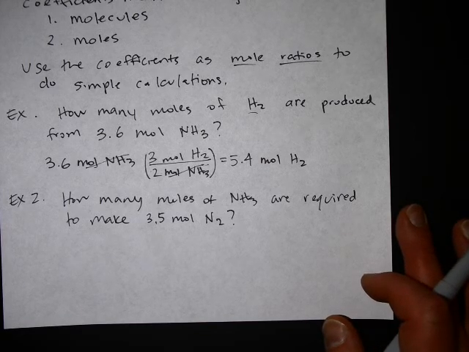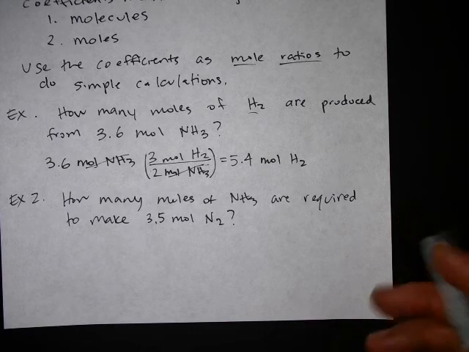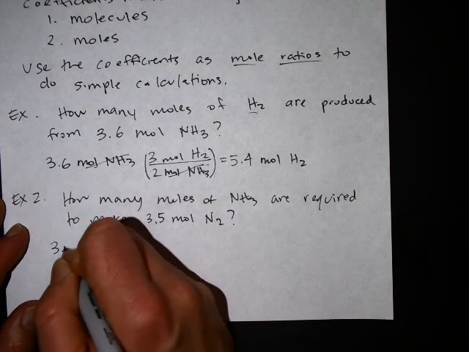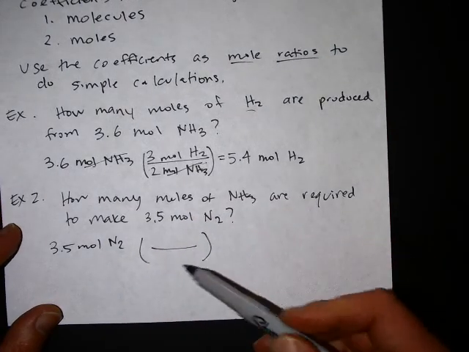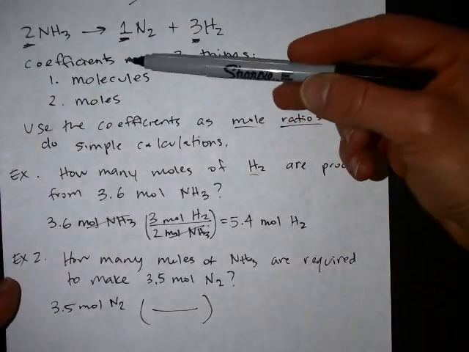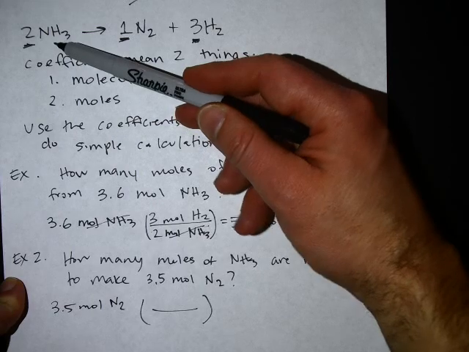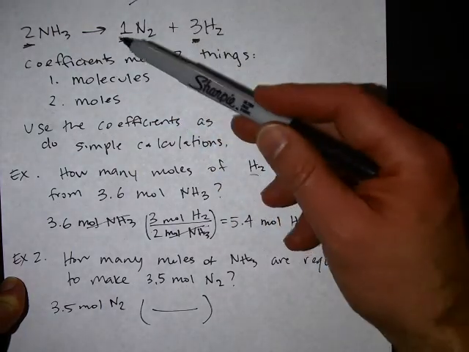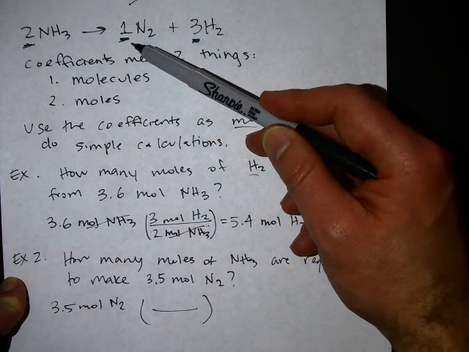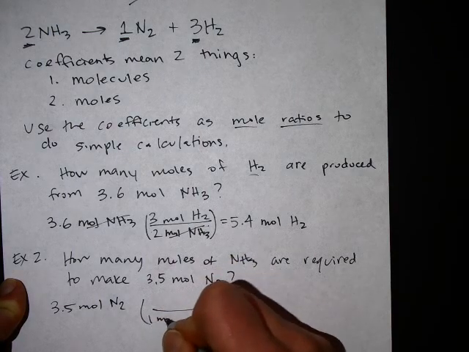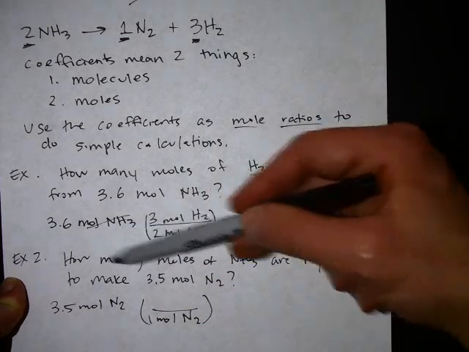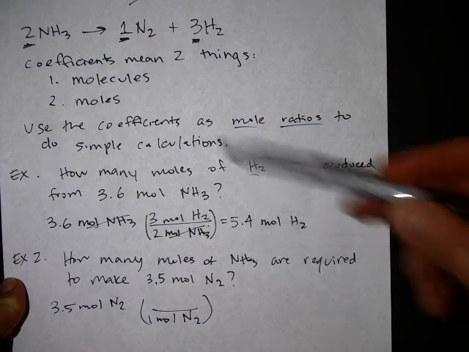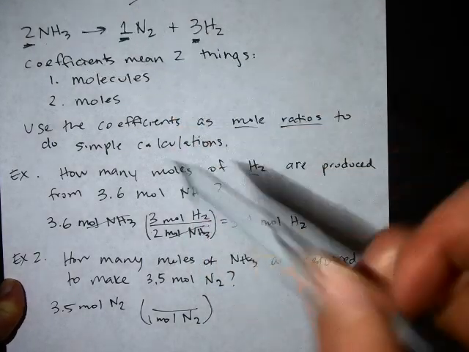You have to decide where you're starting and where you want to finish. So you start with 3.5 moles of nitrogen, and that one's going to go on bottom. So you look back at the reaction. On bottom it's N2, the coefficient's a 1. So you write 1 mole of nitrogen on the bottom, so it cancels out. And it says ammonia, so you use that coefficient on top, which is a 2.